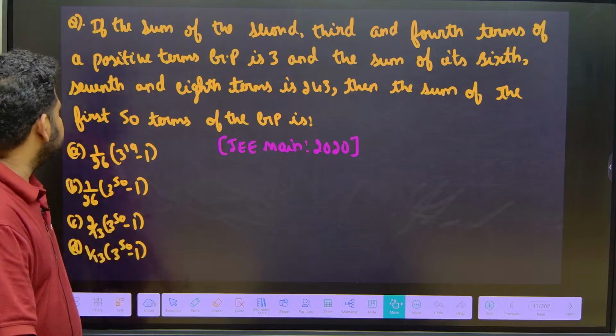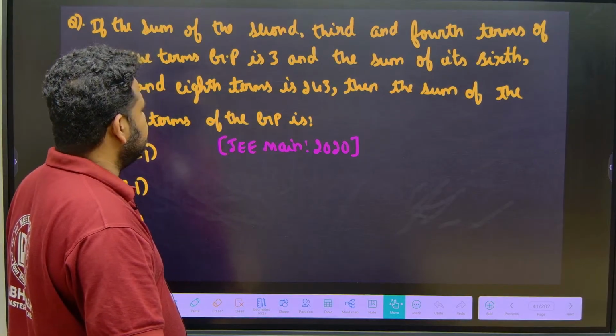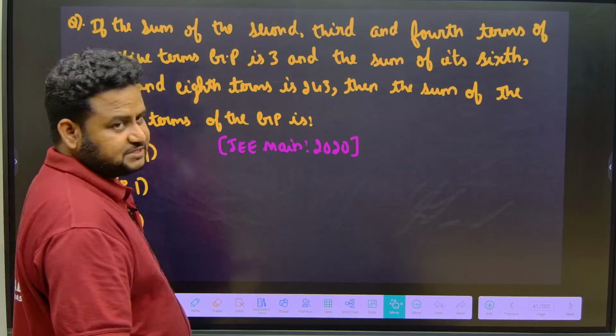Okay. So they are telling: if the sum of the second, third and fourth terms of the positive terms of the GP is 3 and the sum of the 6th, 7th and 8th terms is 243, then find the sum of the first 50 terms of the GP. This is what they are asking.